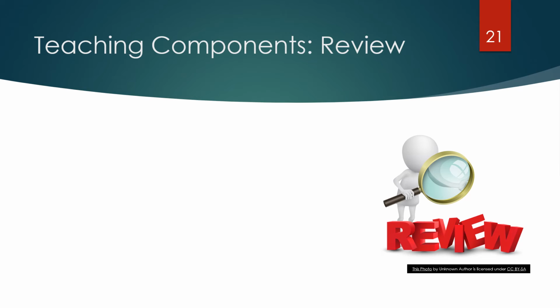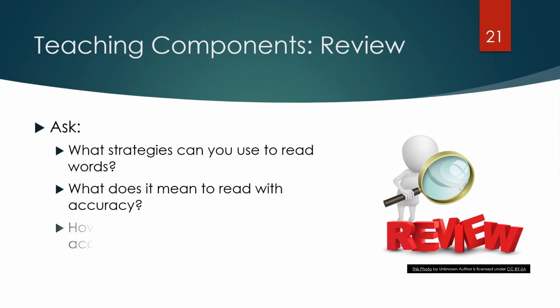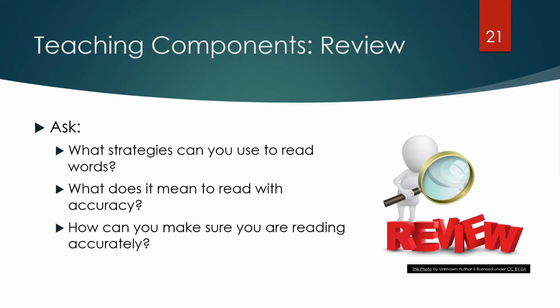Next, you'll want to review what you've already learned. Ask students what kinds of strategies they can use to read words. Ask students what it means to read with accuracy. How can they make sure they are reading accurately? Answers might include self-checking as you read and adjusting your pace of reading when you read familiar words or when you come across tricky words.